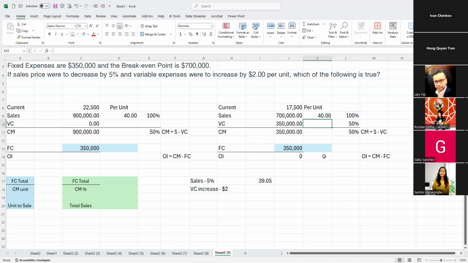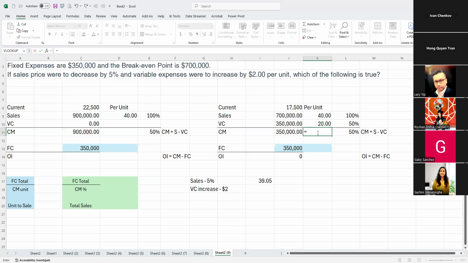50% out of 40, right? Yes. How much is my variable cost per unit? Come on, people. Variable cost per unit, $20. So $40 times 50%, $20.